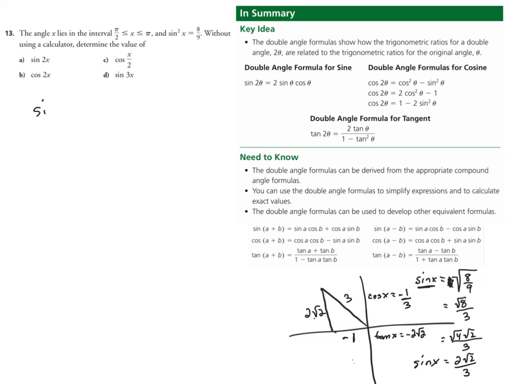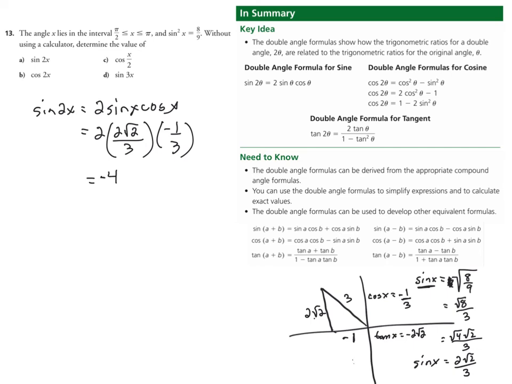So sine of 2x, which is just equal to 2 sine x cos x, which equals, right, so sine x is 2 root 2 over 3. So 2 times 2 root 2 over 3 times cos x, which is negative 1/3. So this is equal to negative 4 root 2 over 9. There you have it.